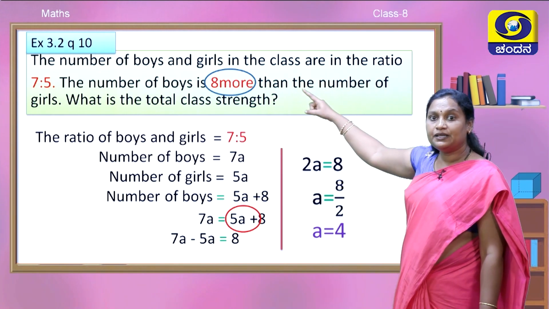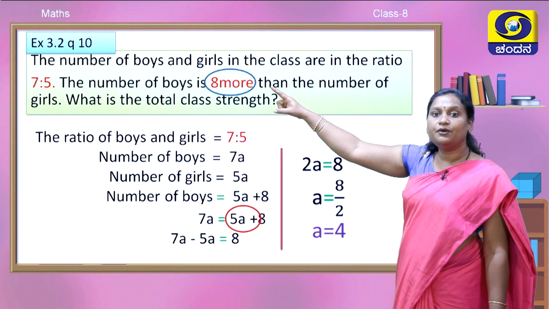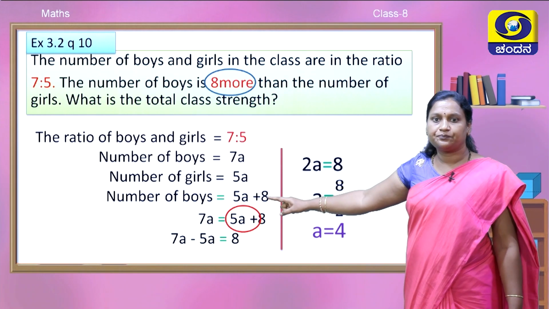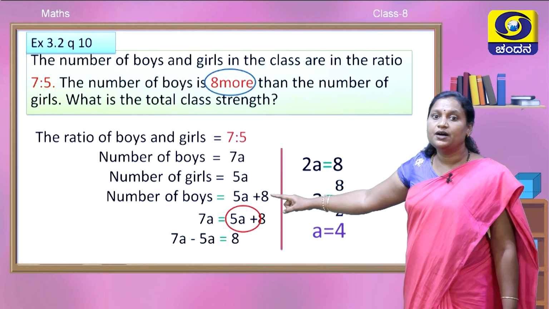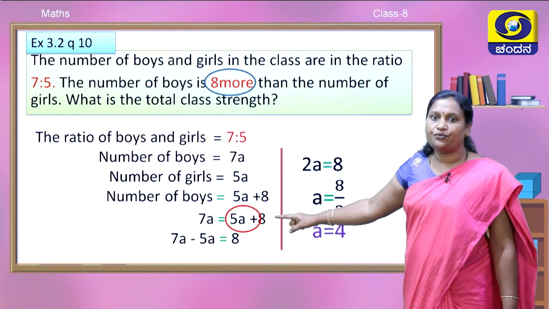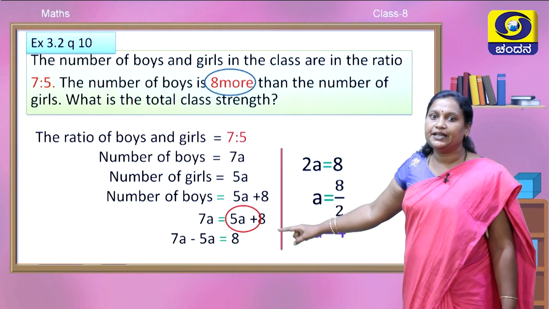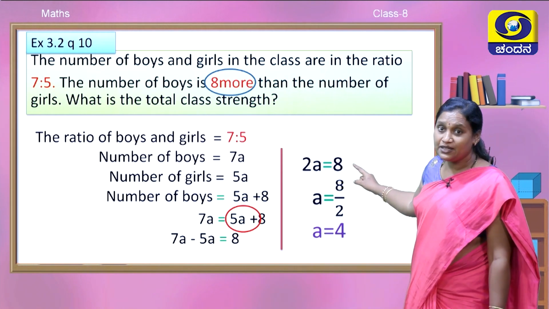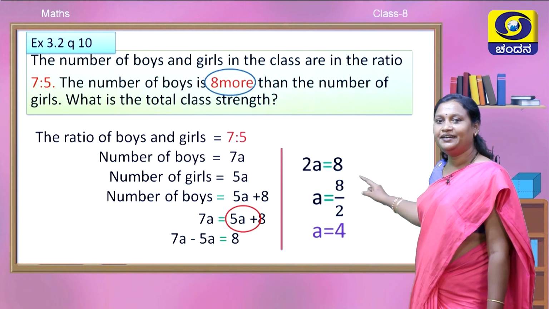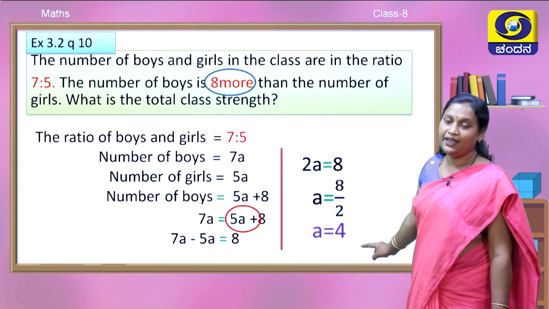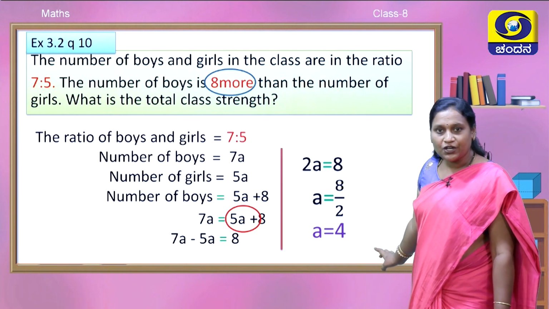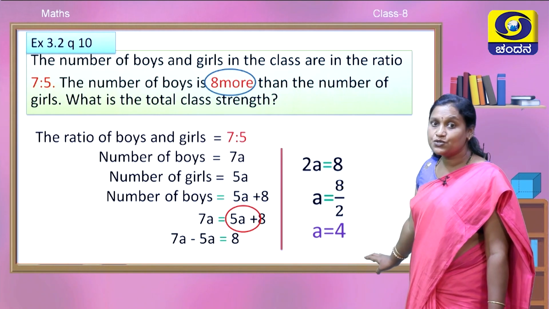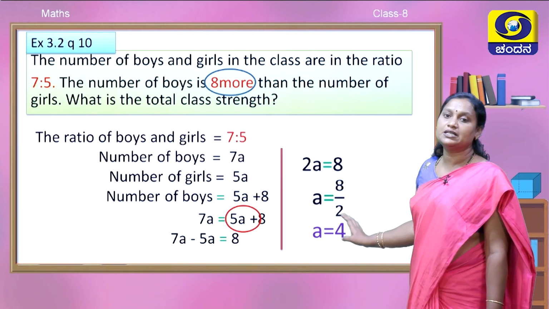But remember, there is one more condition given. The number of boys is 8 more than the number of girls. So, I will write it as number of boys is equal to 5a plus 8. So, 5a if I transpose, it is 7a minus 5a is equal to 8. Therefore, 2a is equal to 8. Now, a is equal to 8 divided by 2. Therefore, the value of a is 4. But should I stop at this? No. I am not supposed to find out the value of a, but I am supposed to find out the total number of boys and girls.